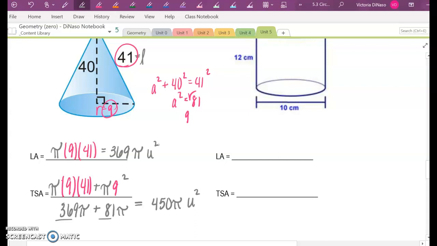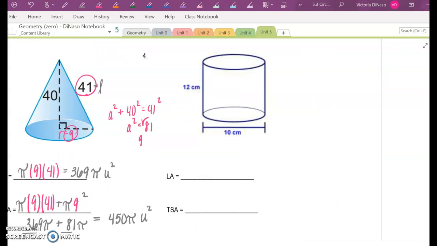For number 4, this is a cylinder. And in this cylinder, they give us this height of 12, and then they also give us the diameter. So the problem with giving us the diameter of 10 is that we need the radius in order to use our formulas. So I'm going to cut the 10 in half to get my radius, which then is 5. So that is the number that we're going to be using. So I'm going to go straight to my formula on my formula sheet for cylinder. I'm looking at it. It says 2 pi RH.